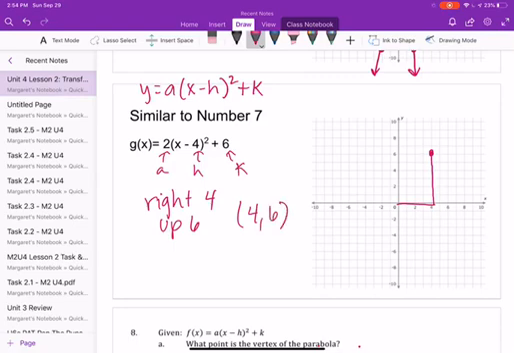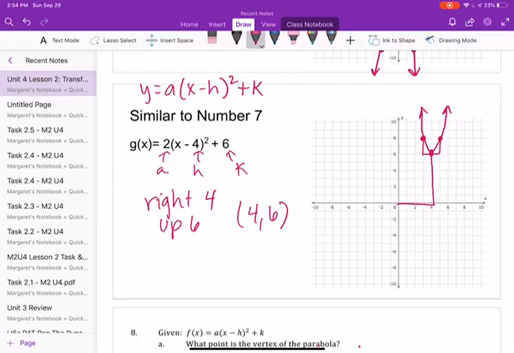And then this 2 is our growth factor, so that tells us that we're going to go over 1 and up 2 from that vertex. And we can sketch our parabola from there. Again, you can go type this into Desmos or into your technology now that you have plotted it, and we will see that that is indeed the case.